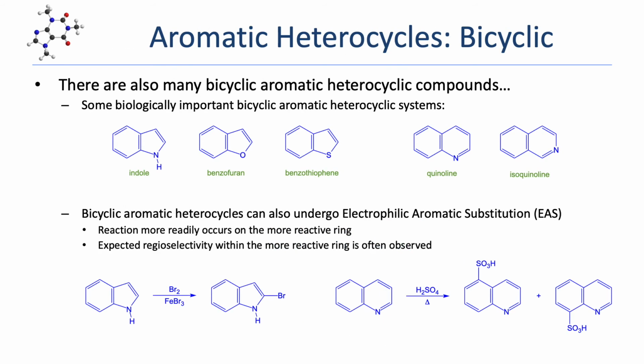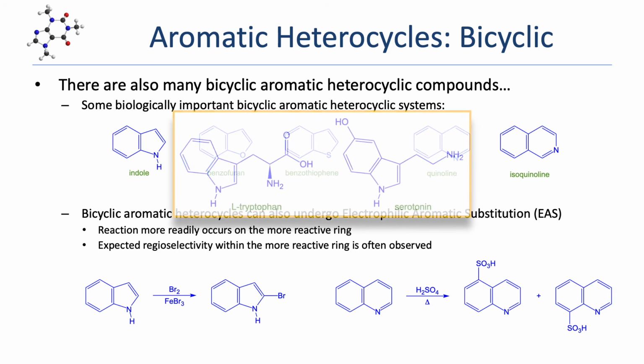We'll wrap up our brief look at heterocycles with a short introduction to bicyclic aromatic heterocyclic compounds. The structures we'll be looking at each involve an aromatic heterocycle fused to a benzene ring. A 5-atom pyrrole ring fused to a benzene becomes indole. A 5-atom furan ring fused to benzene becomes benzofuran. And a 5-atom thiophene ring fused to benzene becomes a benzothiophene.